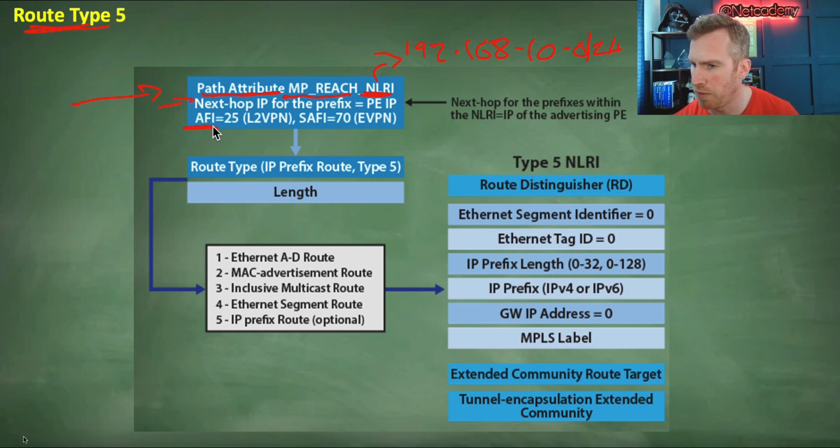And then we've got the address family indicator of 25 to say this is layer 2 EVPN. And the subsequent address family indicator is 70, and that is EVPN. So it's quite literally BGP saying this is a layer 2 EVPN, and we're using layer 2 VPN, and we're using EVPN as the control signaling protocol.